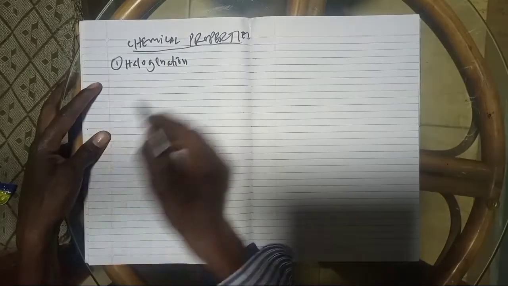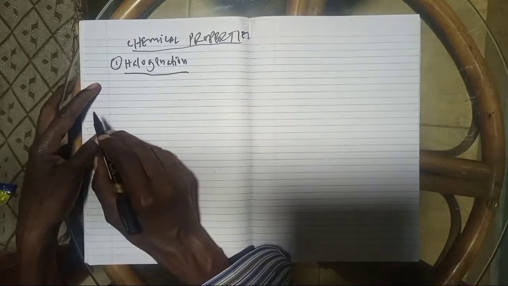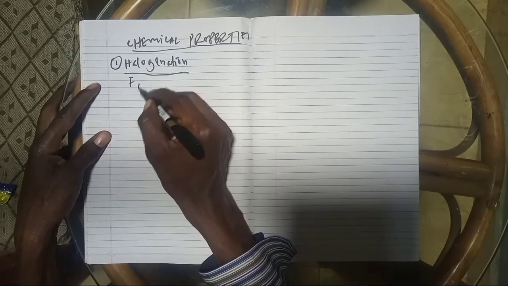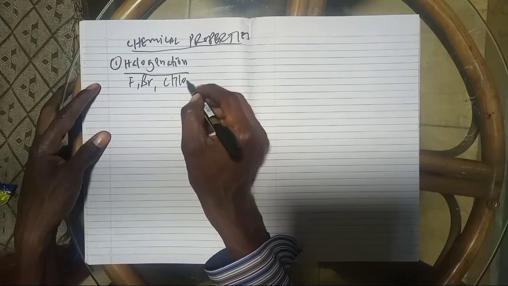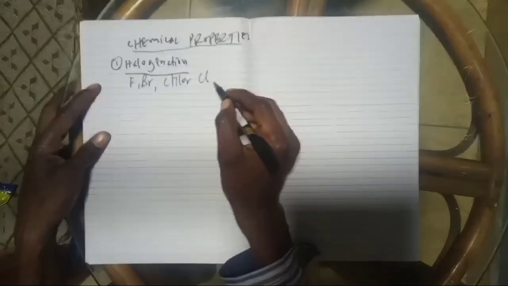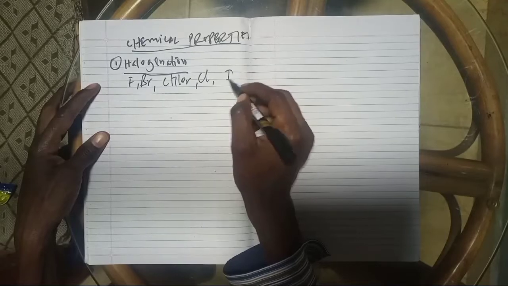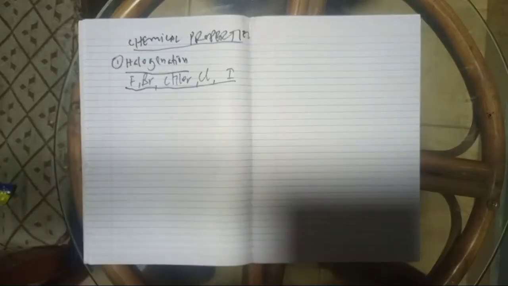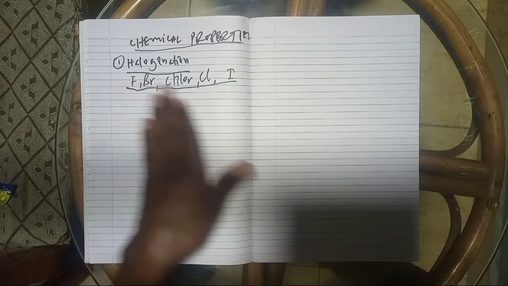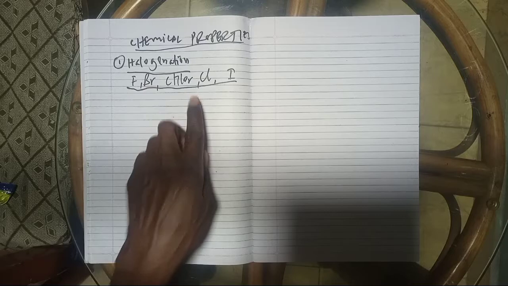So halogenation, this is the addition of halogens. We have fluoro, we have bromo, we have chloro, that is Cl, we have iodo. So these in general we talk as halogens. So these are the group 7 elements. Now the addition of halogens to alkanes, we call halogenation.